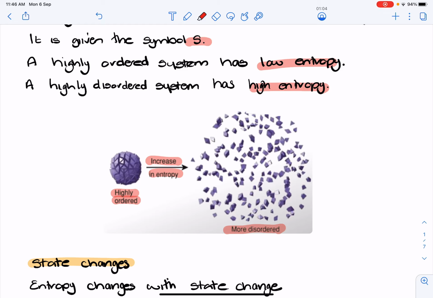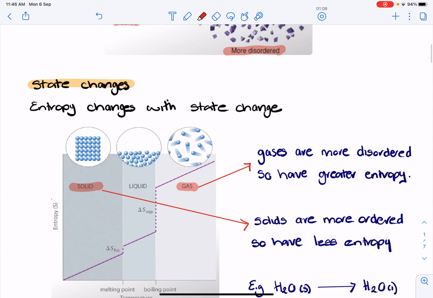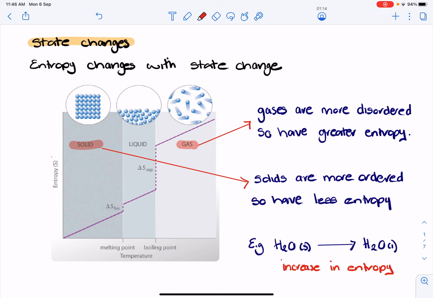Now, how can you work these things out? If we look at state changes to start off with, entropy changes with a state change. As you can see here on this graph, on the y-axis we've got the entropy, and at the bottom on the x-axis we've got temperature. There are divisions here for melting points and boiling points. So you've got solids, liquids going to gases.